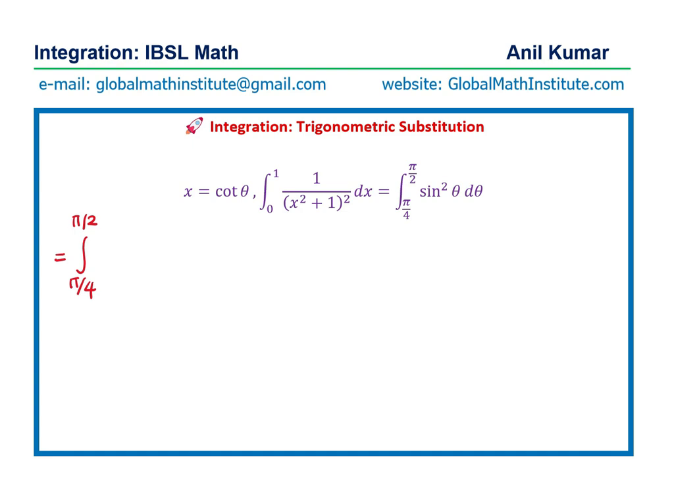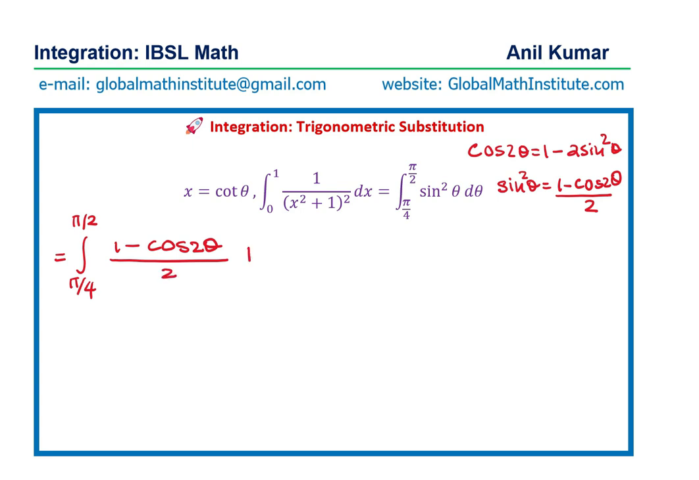Let me write down the cos 2 theta formula and then we'll rewrite this. So cos 2 theta is 1 minus 2 sine square theta, correct? So from here you can see that sine square theta is equal to (1 minus cos 2 theta) over 2. Okay, so that is the substitution which we are going to do. So we can write sine square theta as (1 minus cos 2 theta) over 2 d theta. Correct? So now for the integral of this, we can take half outside.